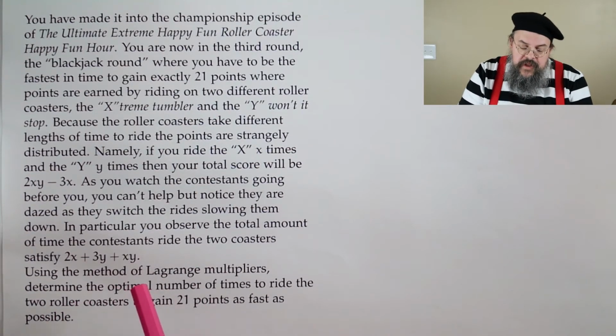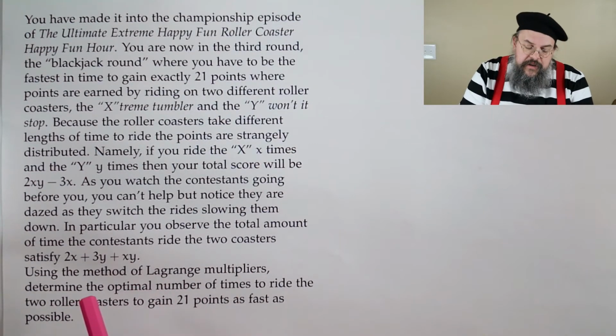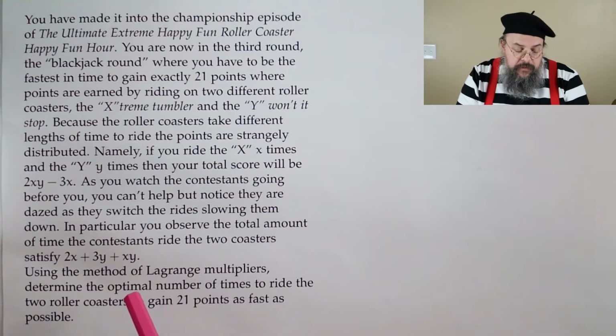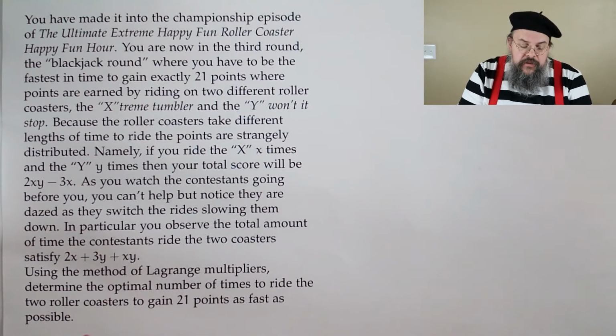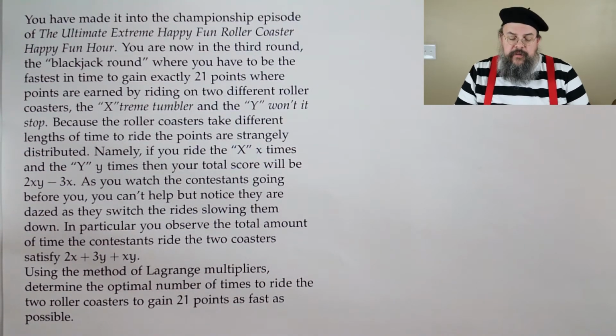In particular, you observe the total amount of time the contestants ride the 2 coasters satisfies 2x plus 3y plus xy. Using the method of Lagrange multipliers, determine the optimal number of times to ride the 2 roller coasters to gain 21 points as fast as possible. All right, so we want to get to 21 as fast as we can. Great. So, where do we begin?